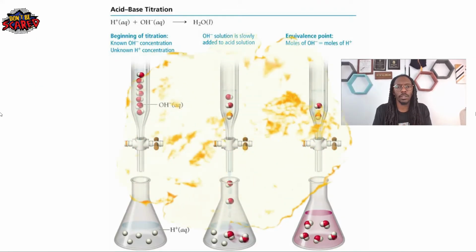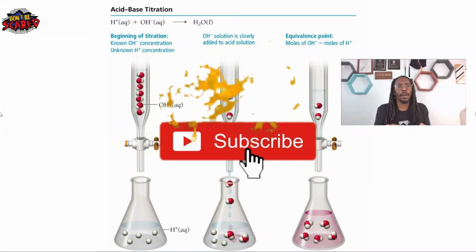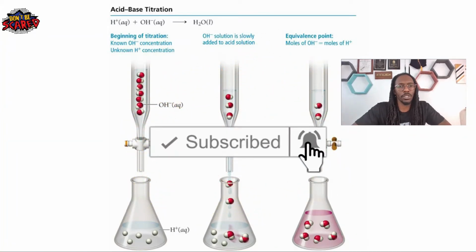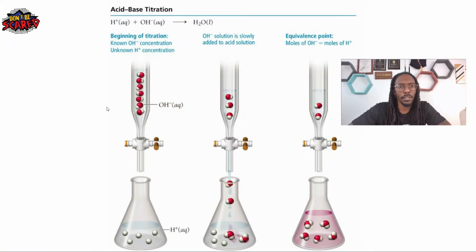So when we look at this quick example, we're going to have the beginning of our titration, in which, say, our titrant, our known concentration, is our base, and our analyte is what we're trying to figure out. So let's say we're trying to find out the concentration of this acid here. I'm going to use the known concentration of my base to help me do that.